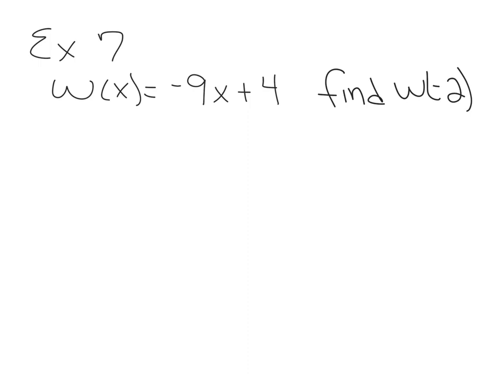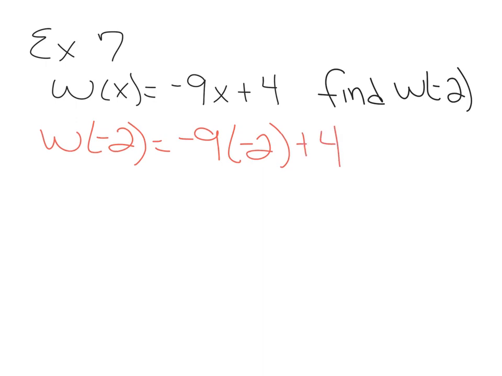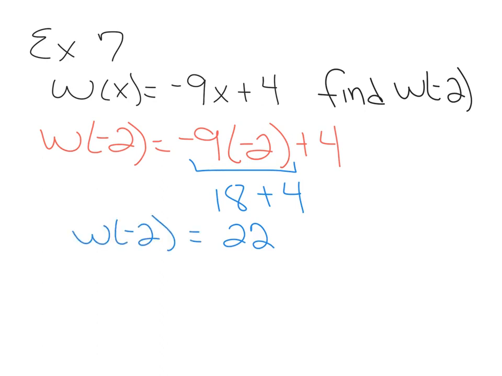And this is what it looks like when you substitute it in. W of negative 2 equals negative 9, and we're replacing x with negative 2. So negative 9 times negative 2 plus 4. Now, there is no operation here. This is just the name of the function. All the operations are over here on the right, and then we just use order of operations and simplify all this. So that turns into negative 9 times negative 2 is positive 18, plus 4 is 22. That means w of negative 2 equals 22.